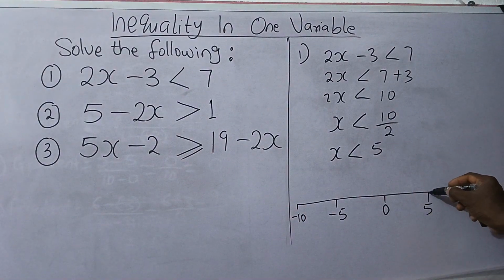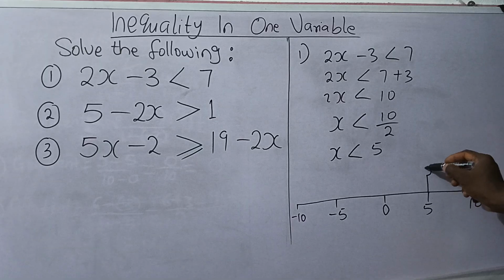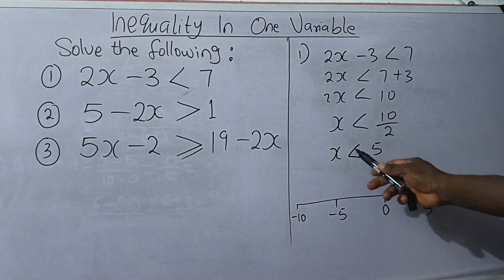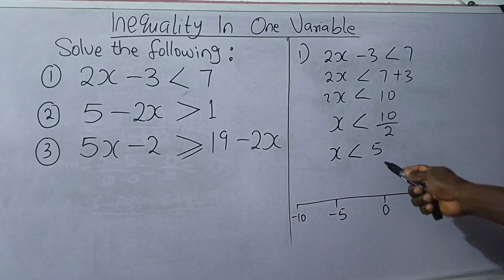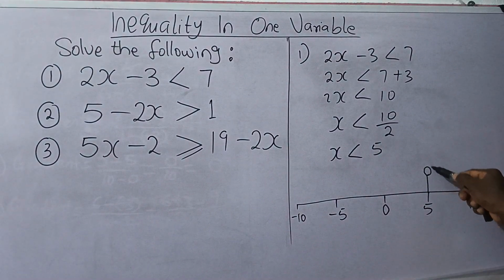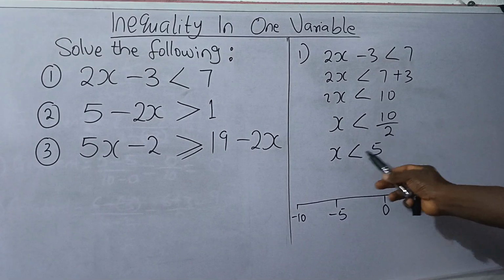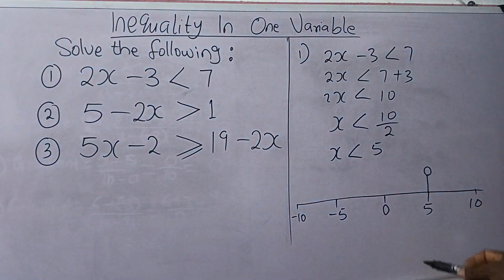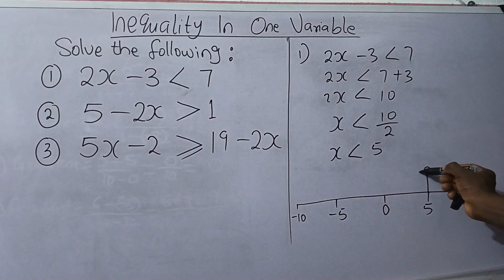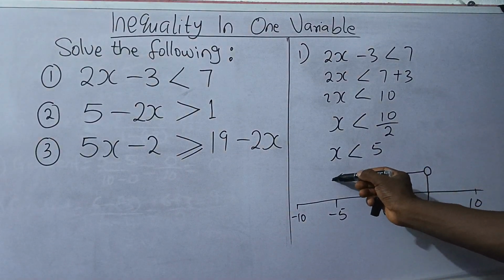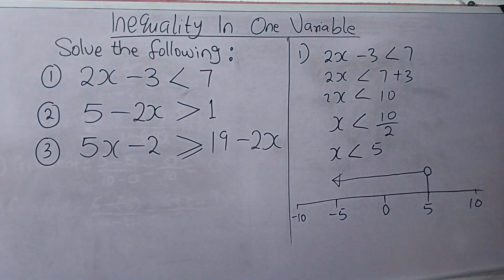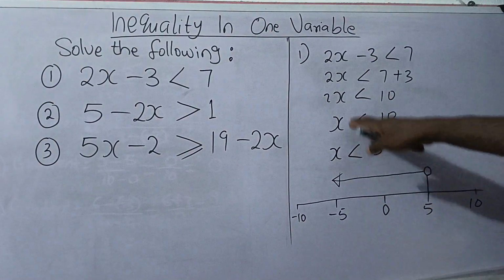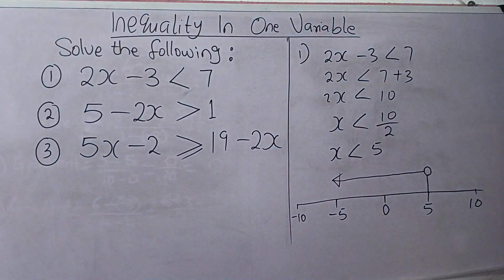So all we need to do is to raise a bar from 5 and open a circle. The circle will remain open since we are talking about less than. But if it is less than or equal to, that is when we shade the circle. Now we are talking about less than. If it is less than, you shade the left hand side, that is by drawing an arrow pointing towards the left. That is the solution to this. This particular number line represents the solution of this particular inequality.